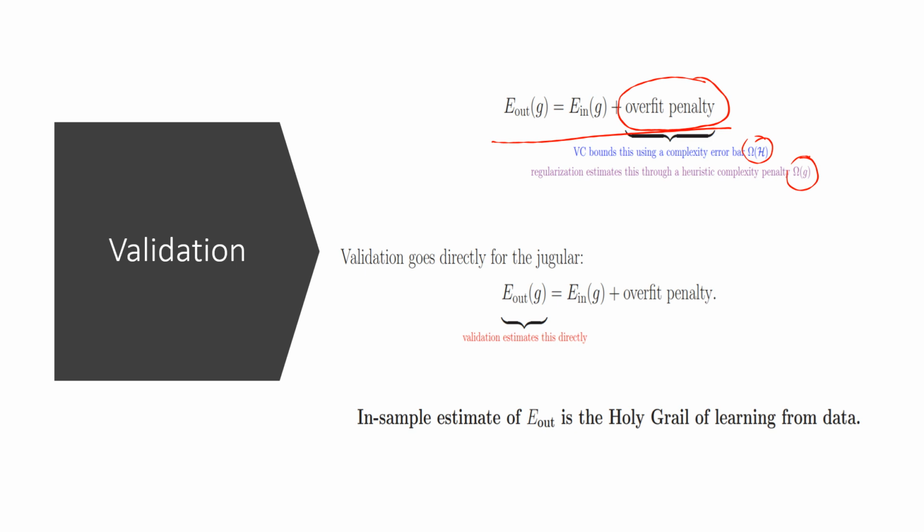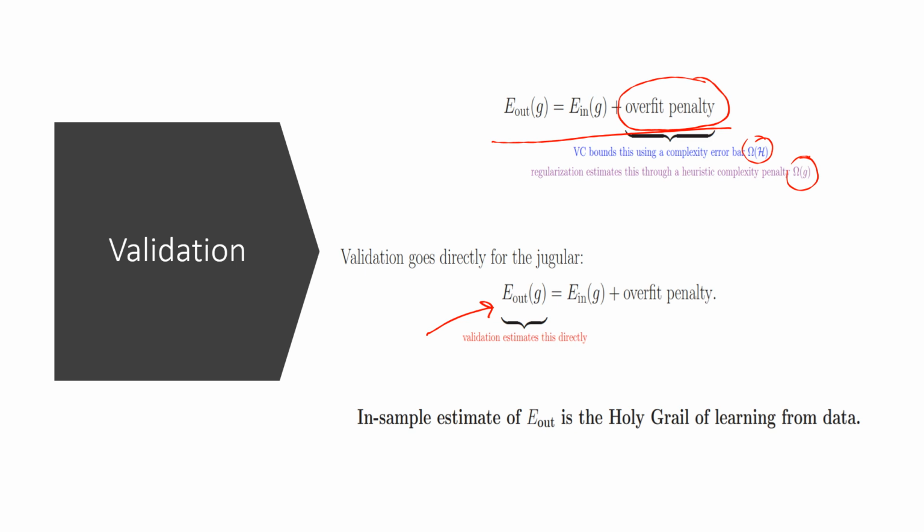So now what happens? There is another view of this relationship through validation. What we do through validation is that we directly go for this approach. In simple words, or in principle, validation goes all out and says, let's estimate this out of sample error directly. That's the basic idea, the fundamental idea behind validation.